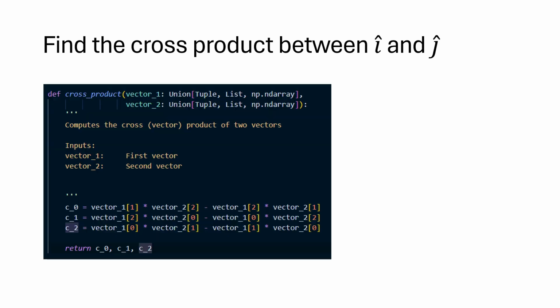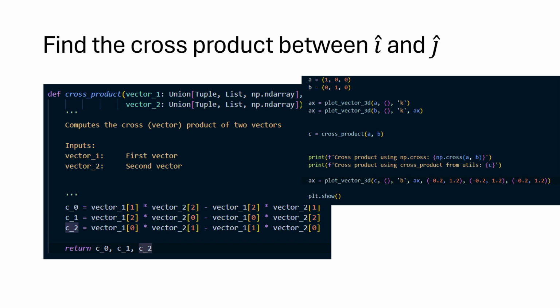Now let's try to find the cross product between the two unit vectors, one in the x direction and one in the y direction. For this, we write the cross_product function and calculate the cross product using the formula from the previous slides. There is also a NumPy cross method that we can use for this task. We'll call both methods and see that they both output the same answer, which also validates the code we have written. And the answer is another vector in the z direction, that is 0, 0, 1.